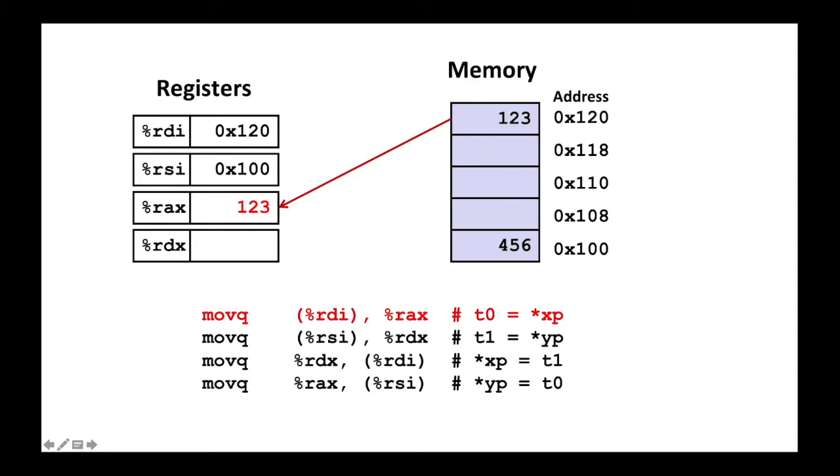The first movq instruction dereferences xp, which is represented as a memory type operand with the parentheses, and move the value to RAX register, which acts as a temporary storage. The second movq instruction does the same thing for yp and put the value in RDX register.